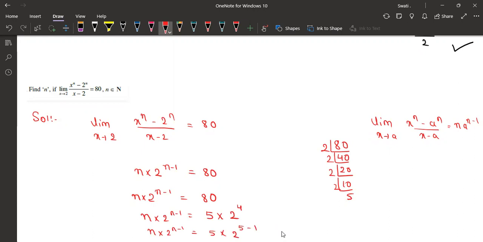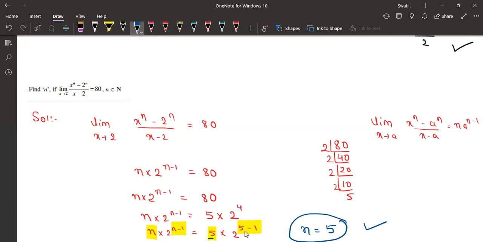5 minus 1. And here you can notice that this is n times 2 raised to n minus 1, and this is 5 times 2 raised to 5 minus 1. So if you just compare both sides, of course, the value of n will be 5 only, right? So here also n is 5 at the place of n, and here at the place of n also 5. So therefore, n is equal to 5 is the answer.